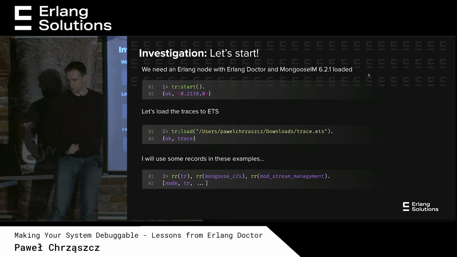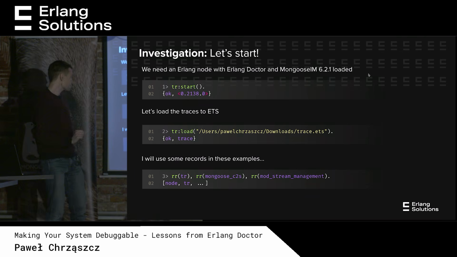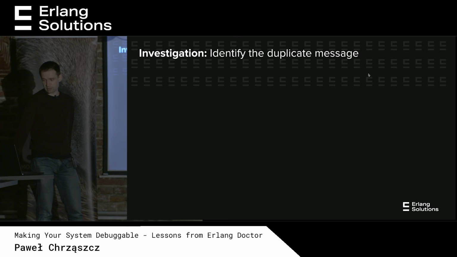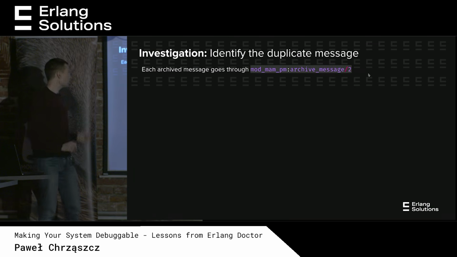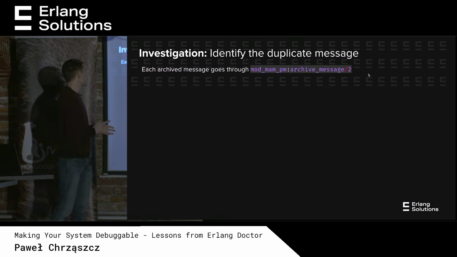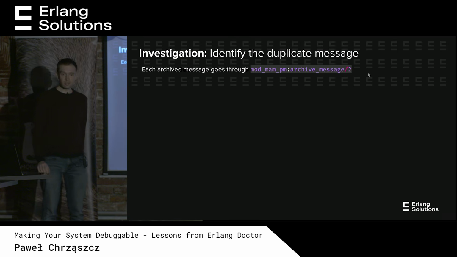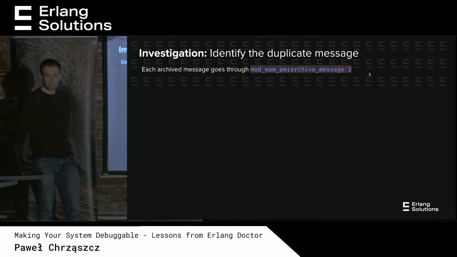So yeah, I will use some records here. Let's read some record definitions from both Erlang Doctor and from the server, and let's start. We want to identify the duplicate message. What we know is that every single message that gets saved to the archive goes through this function. That's basic knowledge of the server.